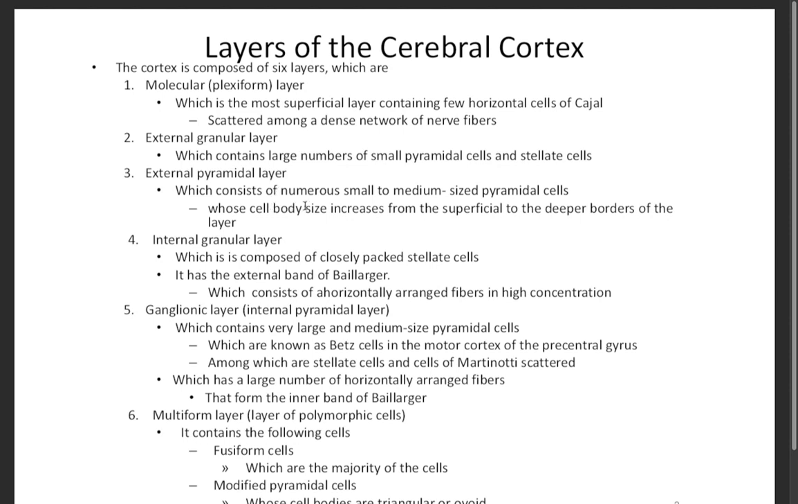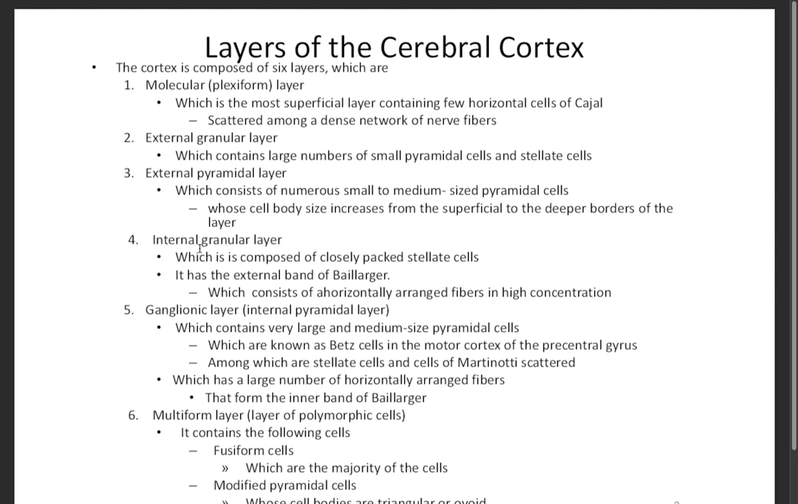It contains numerous small to medium sized pyramidal cells, compared to the small pyramidal cells only in the external granular. In here we have medium to small pyramidal cells, and their cell body size increases. So in the external pyramidal layer, when I am at the superficial part and go deeper in the same layer, we are going to have a size increase the deeper we go.